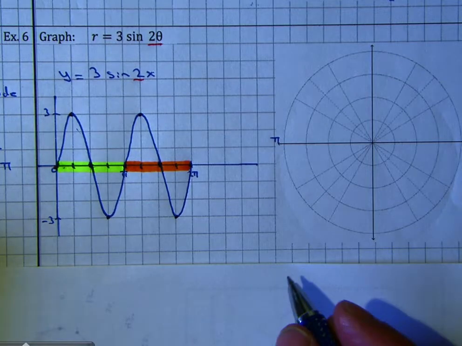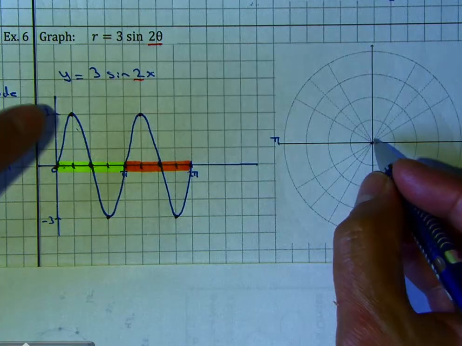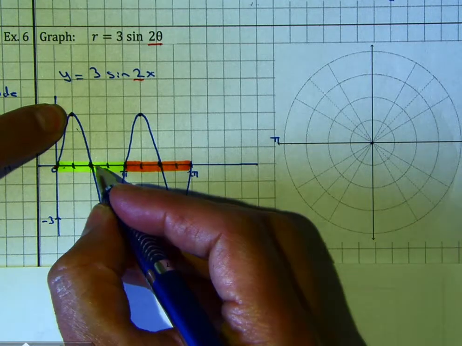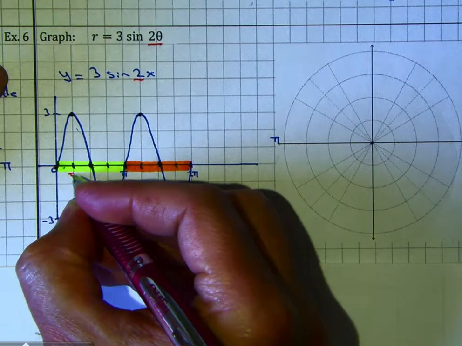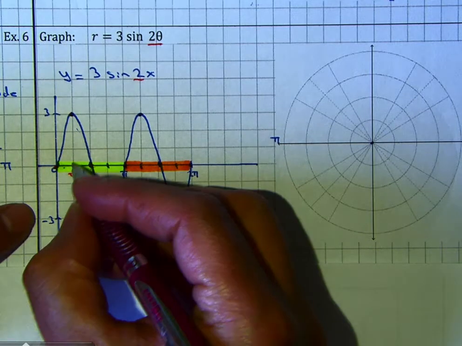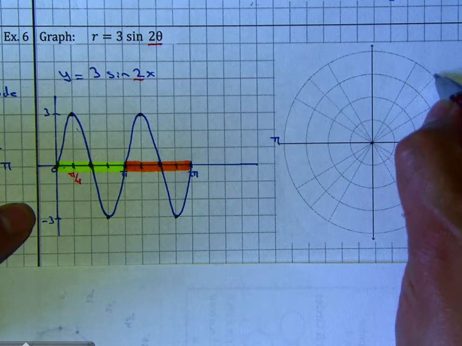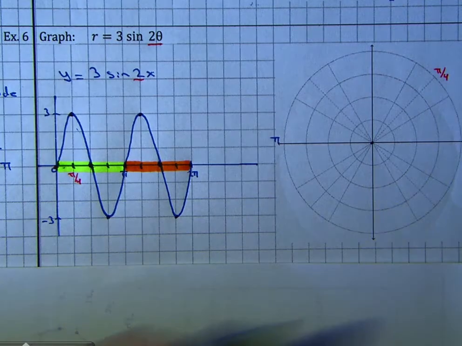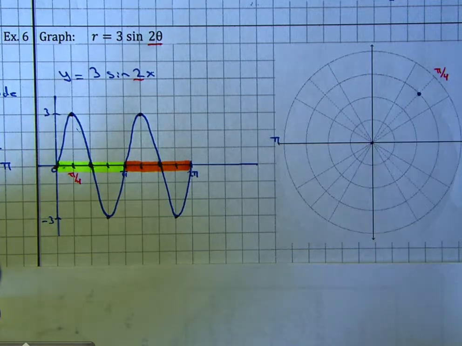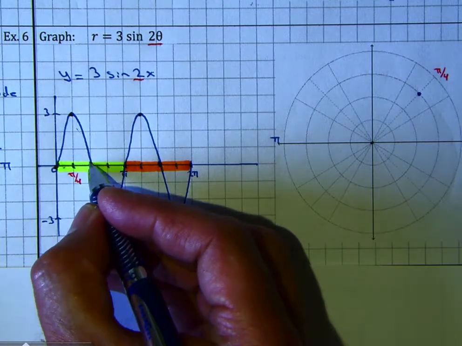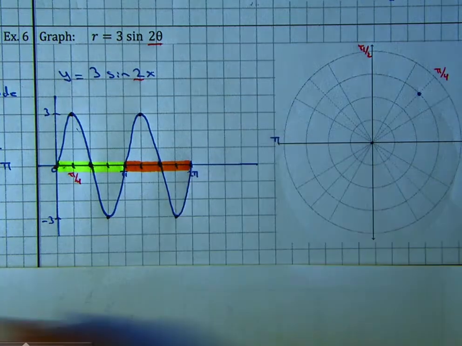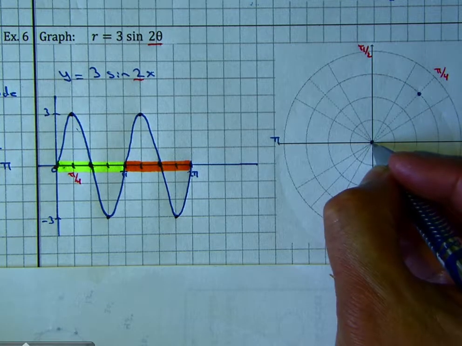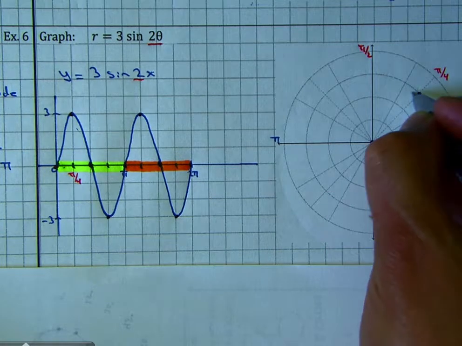Let's see. We have 0 is 0. What is the highest point? This is pi over 2. So therefore, this is pi over 4. Pi over 4 will be 3. So this is pi over 4. Will be 1, 2, 3. Do you guys agree? Now, at pi over 2, which is up here, will be 0. So it's going to go from here, going to go to that point, and then it's going to come back over here.